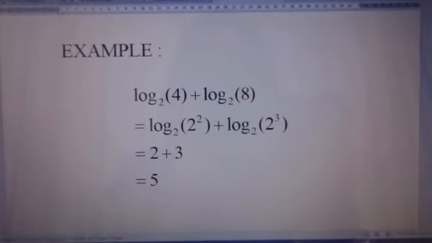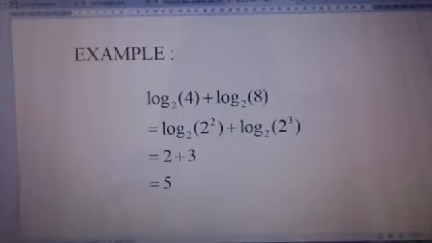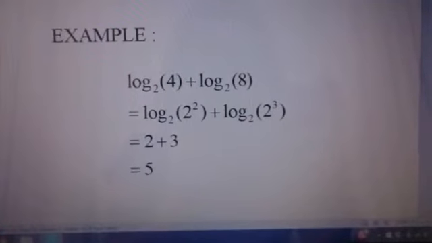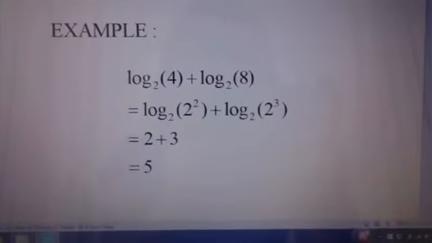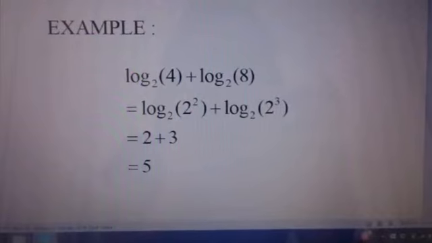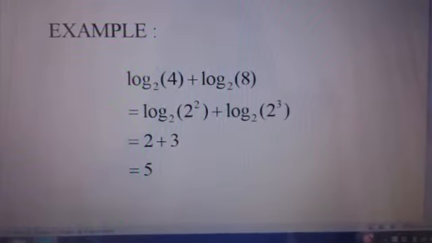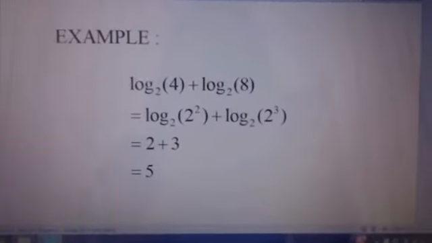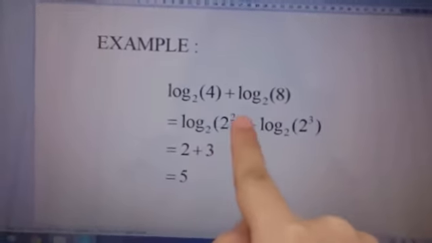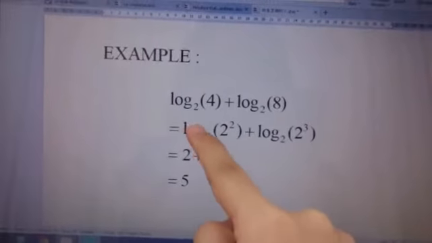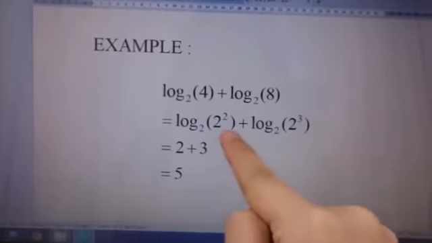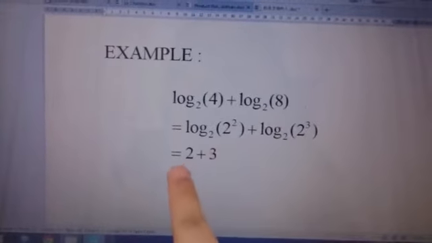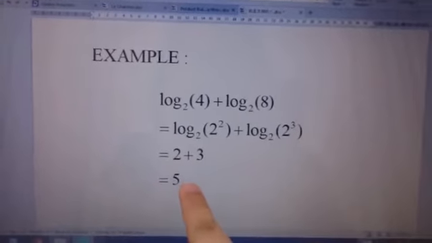Here is an example. We're going to solve this without using the product rule. First, the question is log base 2 of 4 plus log base 2 of 8. Then we change the 4 to 2 to the power of 2 and 8 to 2 to the power of 3. After that, when the base is the same as the number, you can cut it off, because it equals 1, so you bring the 2 to the front and the 3 to the front. So it's 2 plus 3. So the answer is 5.